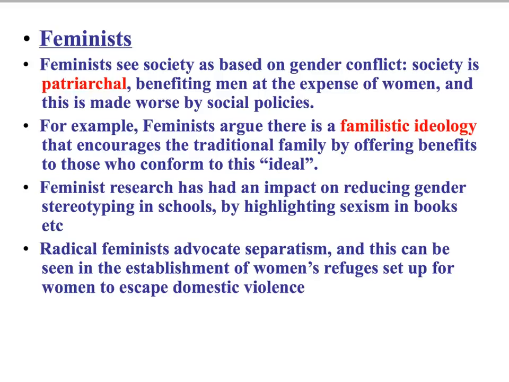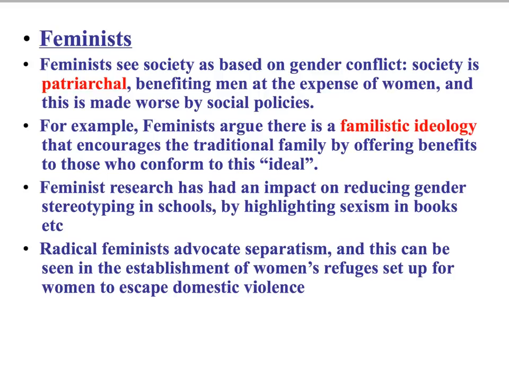Feminist research has had an impact on reducing gender stereotyping in schools by highlighting sexism in books. So there is some evidence of social policy being influenced by feminism. You've also got the Equal Pay Act. You've got changes in divorce law. That also is a bit of a victory for feminist policy change. The fact that you can have abortions now, you can use the contraceptive pill, which is free. These are all things that encourage more choice and give women more control.